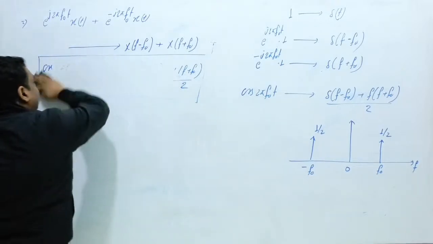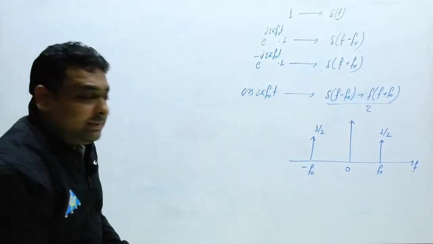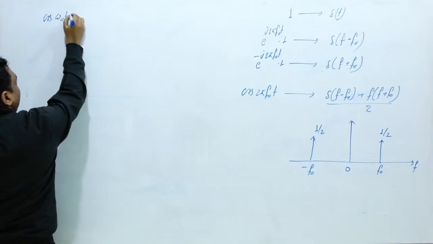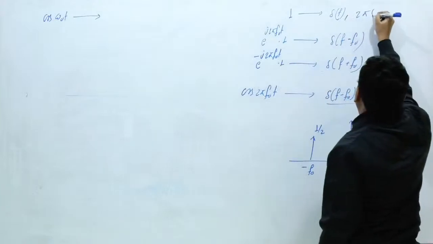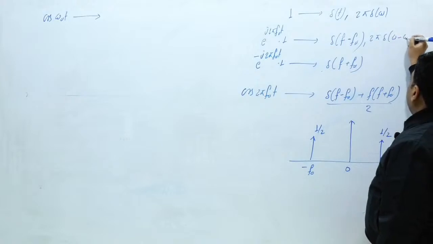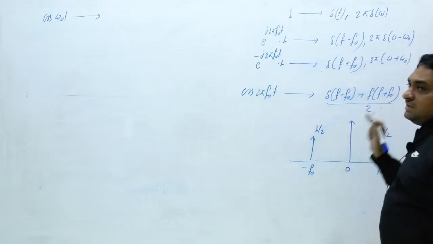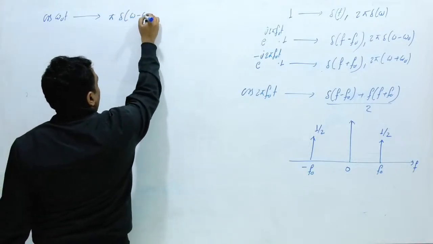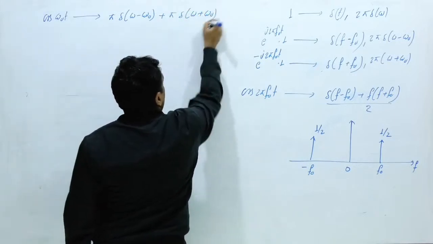What will be the cos omega 0 t Fourier transform in terms of the omega domain? What will this answer be in terms of the omega domain? If I ask you cos omega 0 t, what is this Fourier transform? The Fourier transform of 1 is nothing but 2 pi del omega. So what can you write here? 2 pi del of omega minus omega 0, and 2 pi del of omega plus omega 0. What will this quantity be? 2 pi and 2 will cancel out: pi del of omega minus omega 0 plus pi del of omega plus omega 0. This will be the answer.